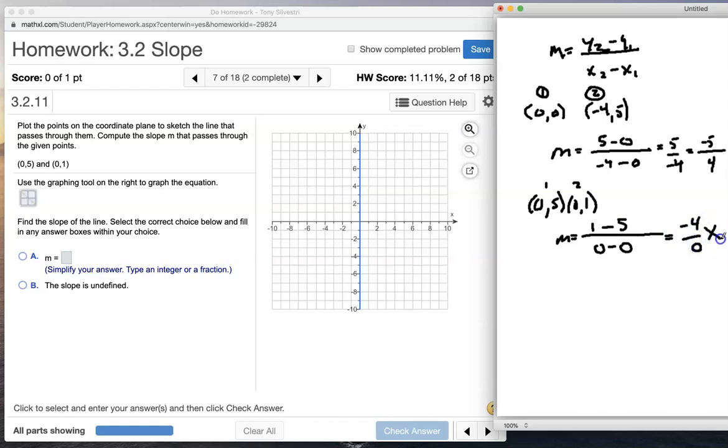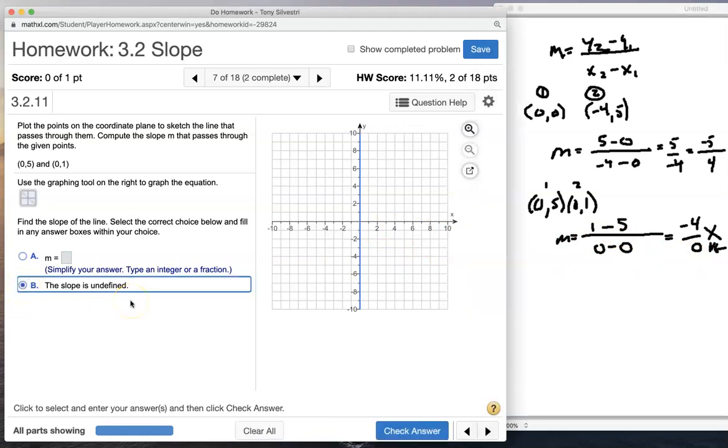But wait, no good. You can't divide by 0. So this is one of those oddball cases that says, listen, the slope of this thing can't be calculated, because if I did try to calculate it, I would get a divide by 0. That's why this is a situation where you get an undefined. You just have to pick undefined for that. Vertical lines are undefined. Okay, vertical lines are undefined. You just have to memorize that.